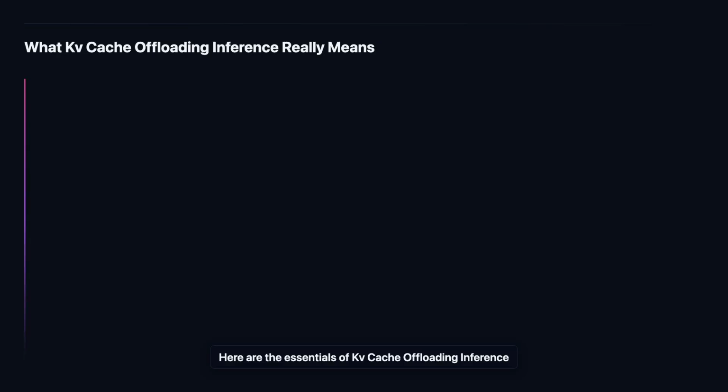Here are the essentials of KV cache offloading inference in plain language, what it is, and why it was introduced. Dynamo 1.0's KV block manager treats KV cache as a tiered resource, moving blocks off the GPU into CPU RAM, local SSDs, and network storage including S3 and Azure Blob, freeing scarce GPU memory for active work.